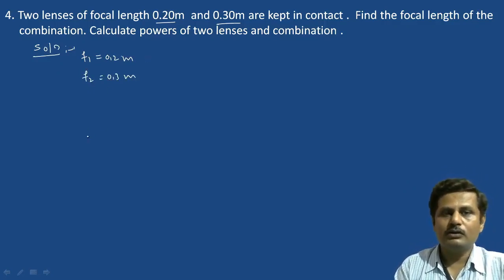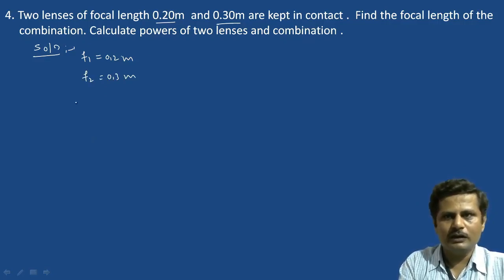So whenever two lenses are brought in contact, or whenever we keep them in contact, at that time the effective focal length of the combination can be written like this, that is f1 f2 divided by f1 plus f2.